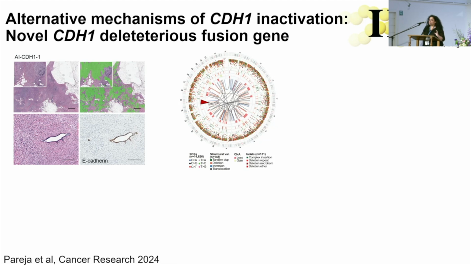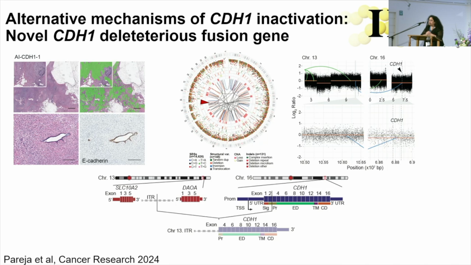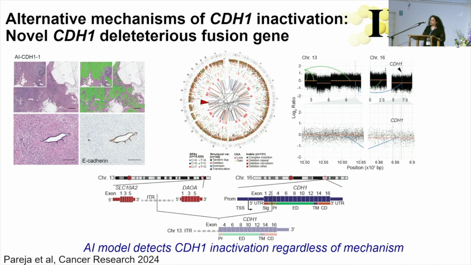So we got a bit excited because, as you know, CDH1 sits in chromosome 16. And when we had a closer look at this, we observed that this translocation resulted in this deleterious fusion that led to the loss of the first two exons of CDH1 and this important regulatory region, including the transcription start site, and was associated with LOH. And this was probably the molecular explanation of why this case had a lobular phenotype. And this shows how this AI model could actually detect CDH1 inactivation regardless of the molecular mechanism.